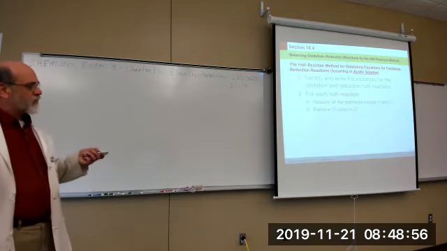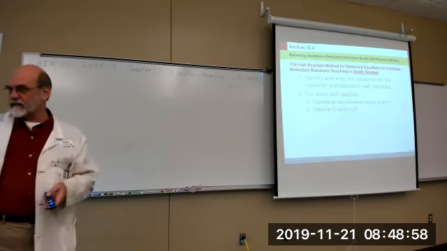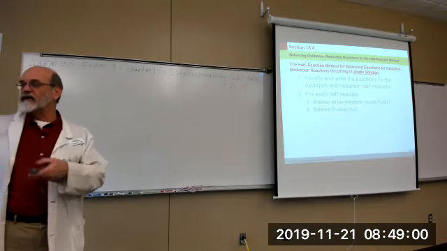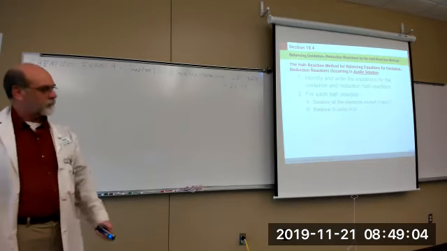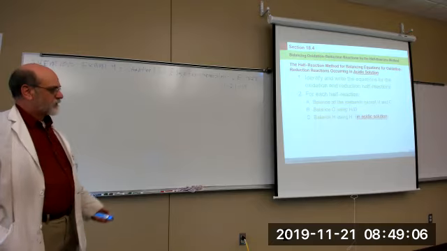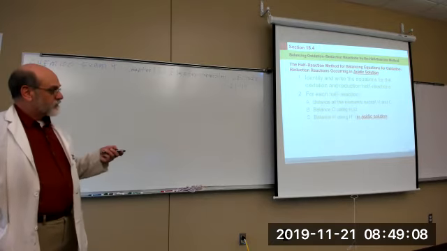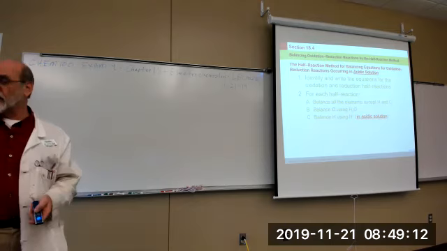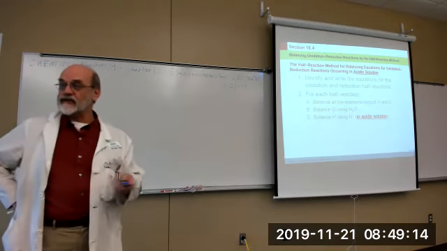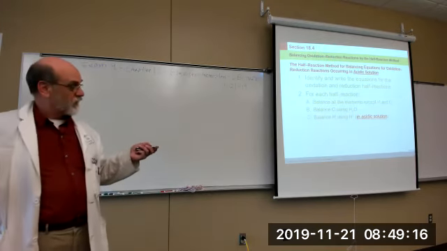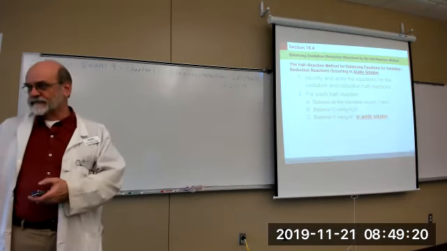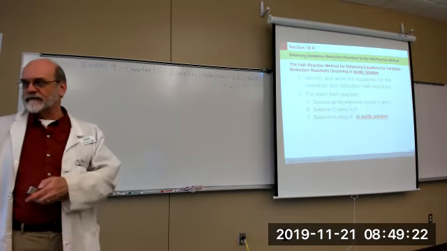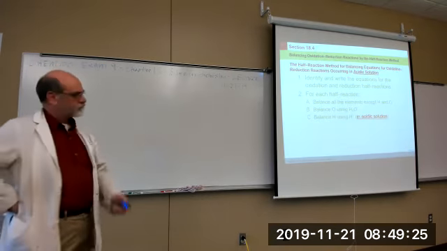Then we stick the oxygen in wherever it's needed, and the water in to balance the oxygens. I'll show you how that works in just a minute. Then, if necessary, you add protons on one side or the other to balance the hydrogens that you just put in there with water. And this is called the acidic half reaction method. That's the one we're going to learn first, in acid solution.